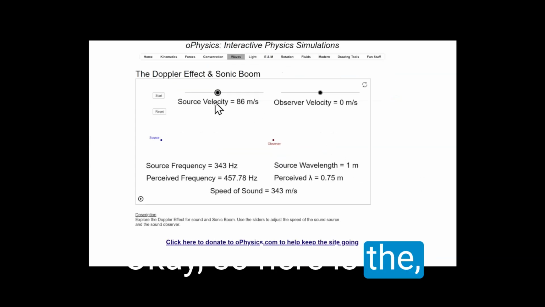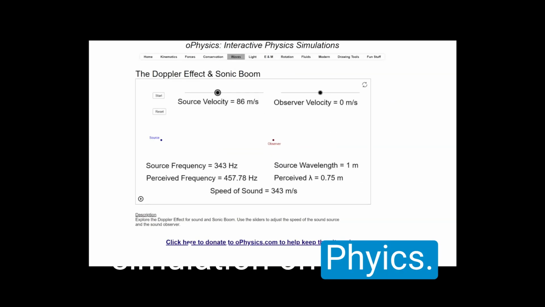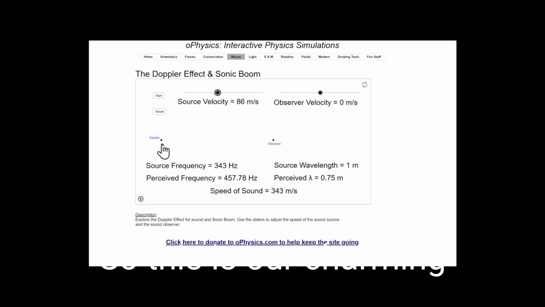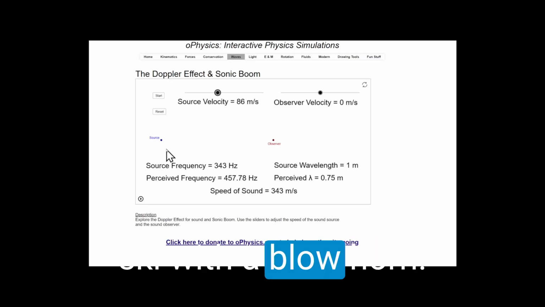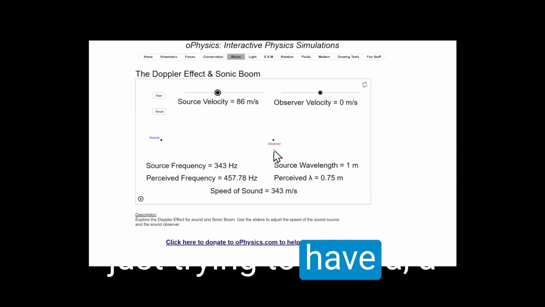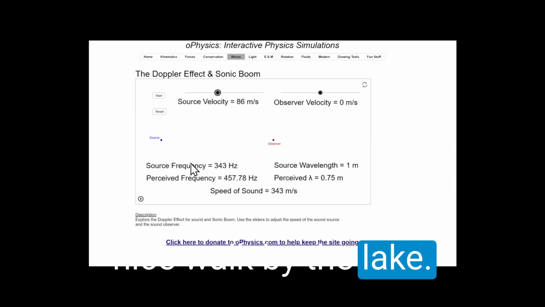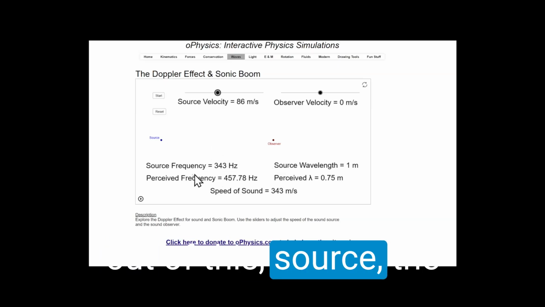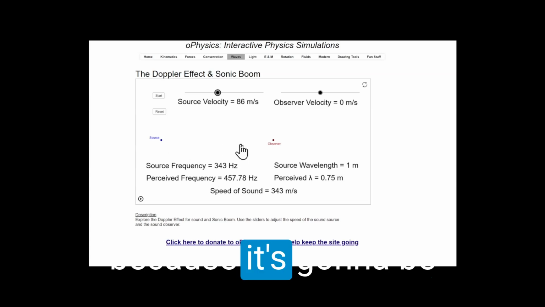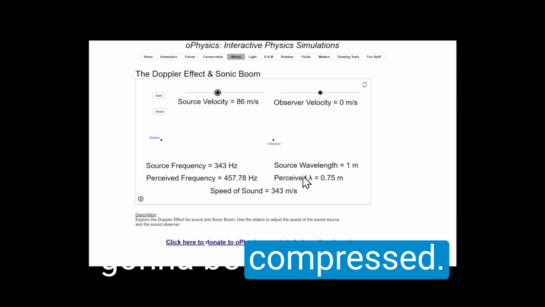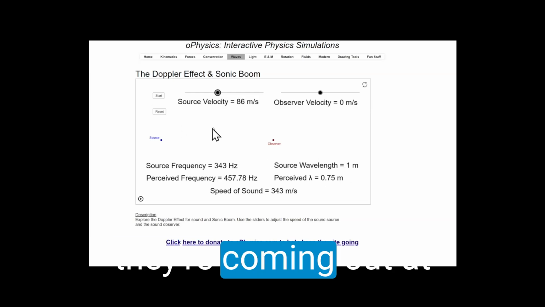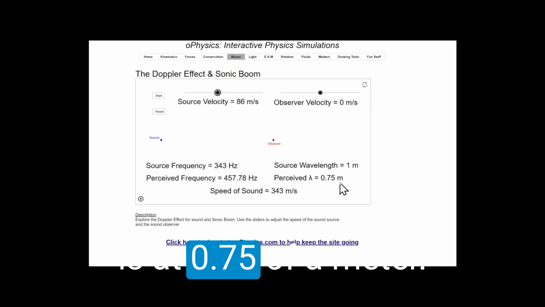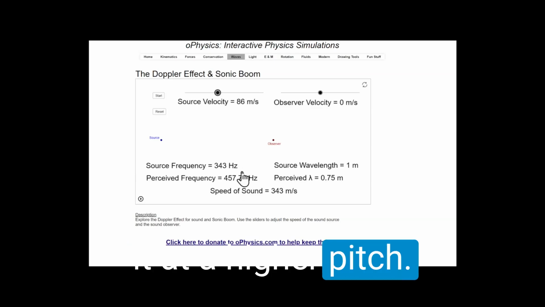Okay, so here is a simulation on O Physics. I'll leave the link in the description. So here's the source. So this is our charming fellow on a jet ski with a blowhorn, and this is the poor person just trying to have a nice walk by the lake. The source frequency is what's going to be coming out of this source. The perceived frequency, because it's going to be moving towards them, it's going to be compressed. So the source wavelength, they're coming out at 1 meter intervals, but the wavelength when they hit the observer is at 0.75 of a meter. So they're going to hear it at a higher pitch.